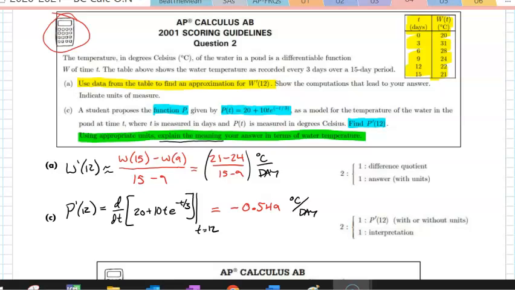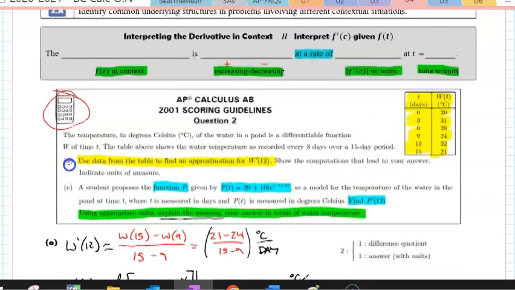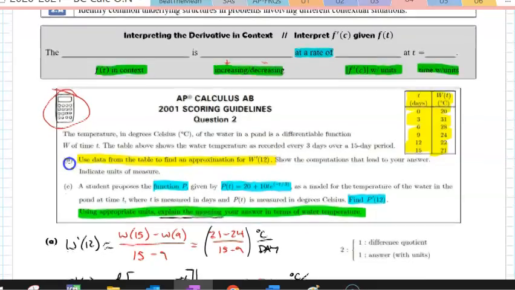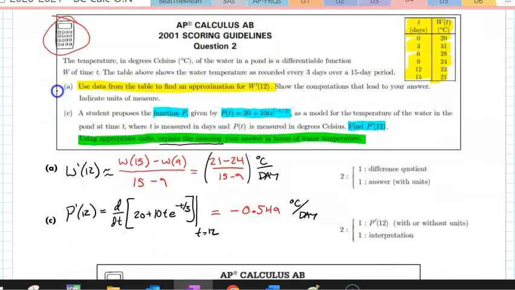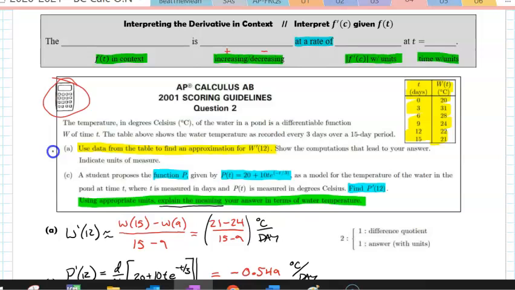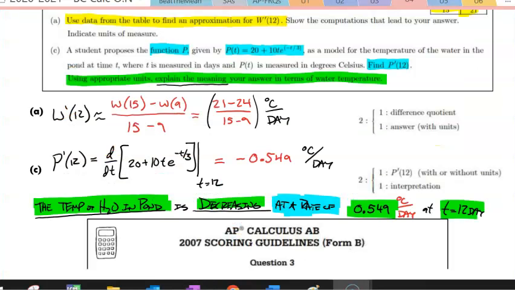All right, now comes the last point for interpretation. Using our stem from above, take a moment and see whether or not you can get the interpretation. I'll reveal the answer in 3, 2, 1. The temperature of the water in the pond is decreasing at a rate of 0.549 degrees Celsius per day at time equals 12 days. How'd you do? Did you get all 5?